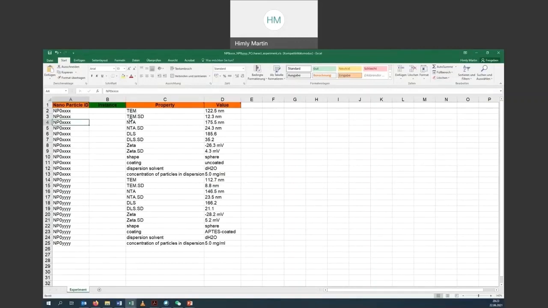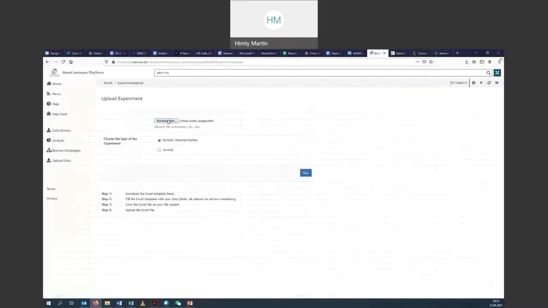Standard deviation of TEM and nanoparticle tracking analysis. You can also give input for shape, like the sphere here, or of a coating. It's an uncoated silica particle versus the other one being, for example, coated. Different values, zeta potential values. Okay, and this data set you then upload into the database.